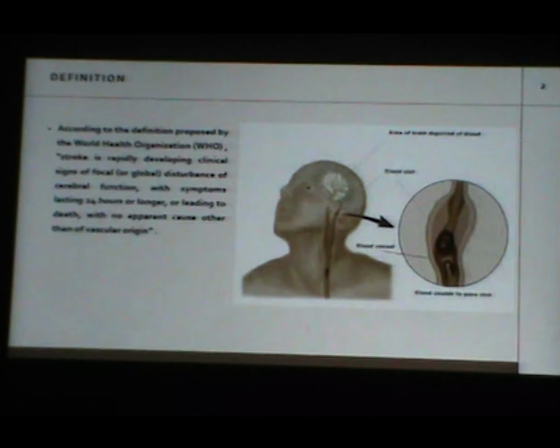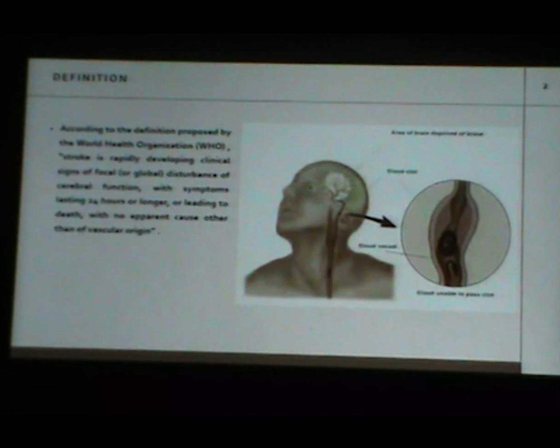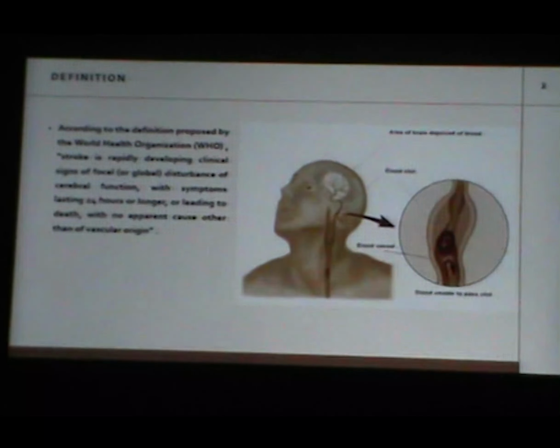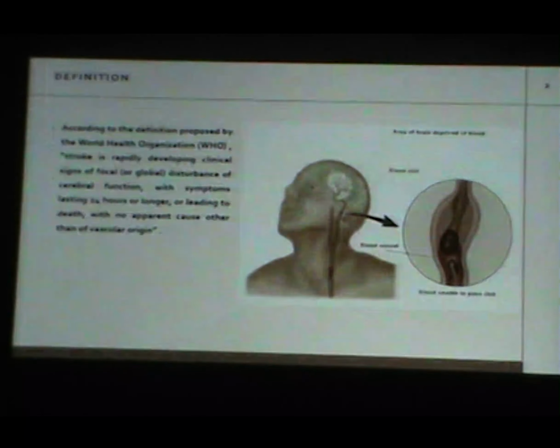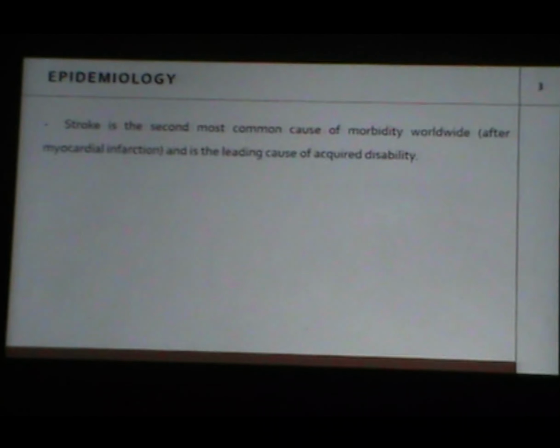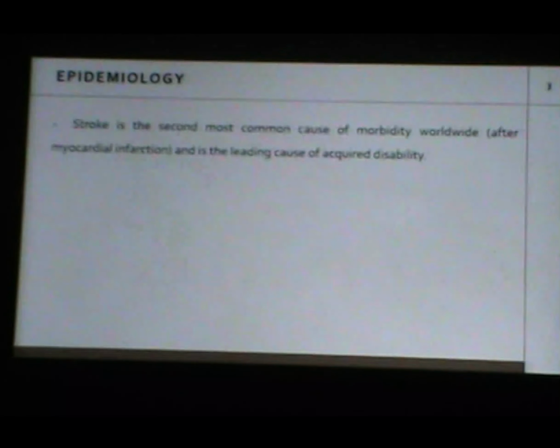First of all, the definition: stroke is rapidly developing clinical signs of local or global disturbance of cerebral function with symptoms lasting 24 hours or longer, leading to death with no apparent cause other than the vascular origin. Stroke is the second most common cause of mortality worldwide after myocardial infarction and the leading cause of acquired disability. However, this has changed somewhat over the last 20 years in developed countries due to major developments in emerging treatment modalities.